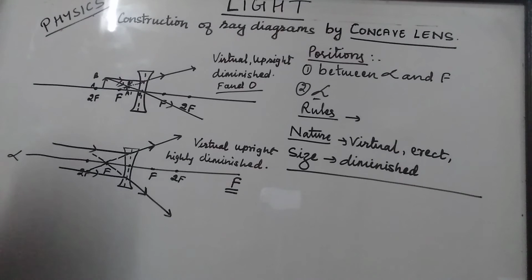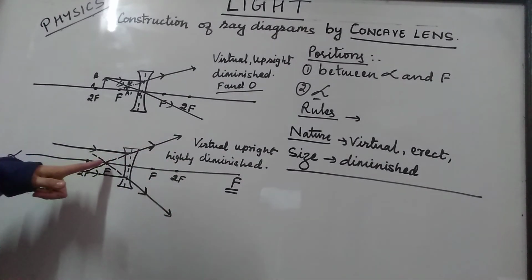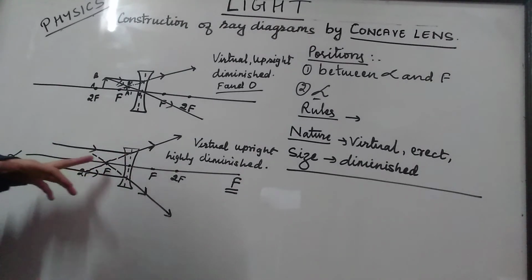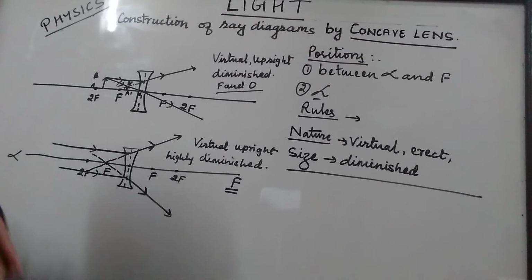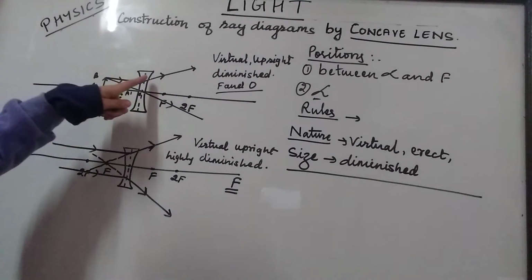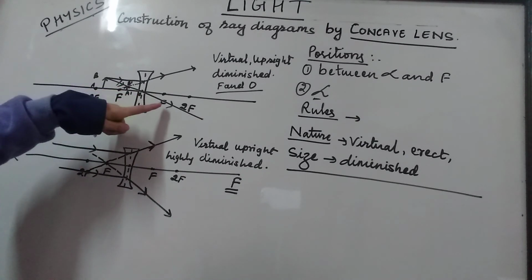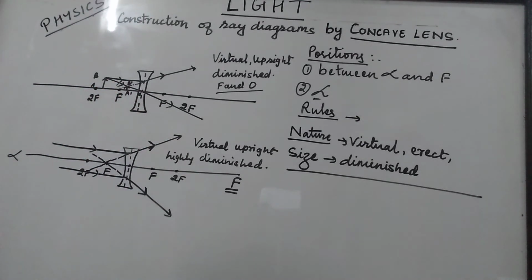So this is the construction of the ray diagram by a concave lens. The refracted rays appear to diverge away from the focus. You have to use the word appear, because these are not cutting each other in an actual manner. You are producing them backward, and only then do they cross each other. That is why we use the word appear: they appear to cross each other at this point. So this is the construction of the ray diagram by a concave lens.